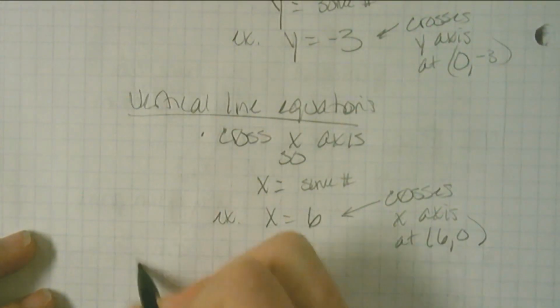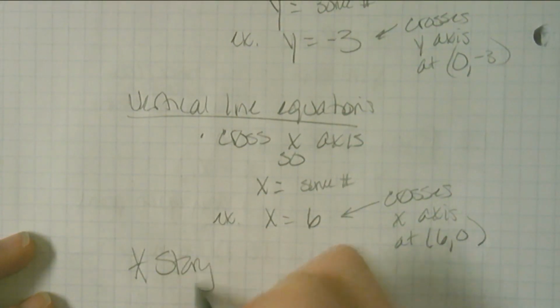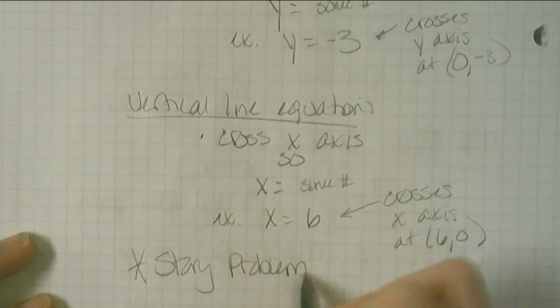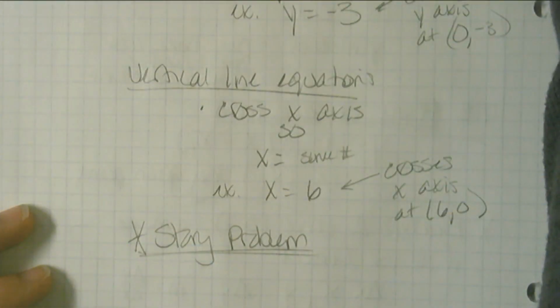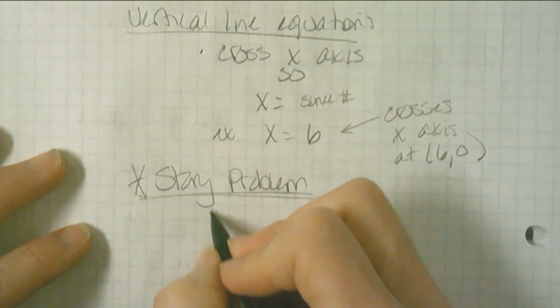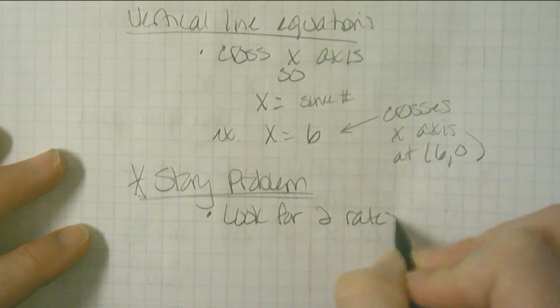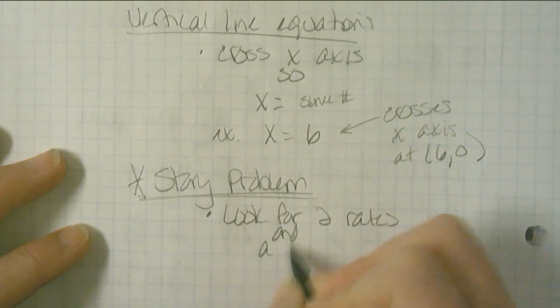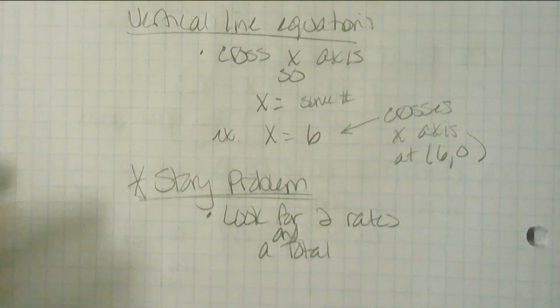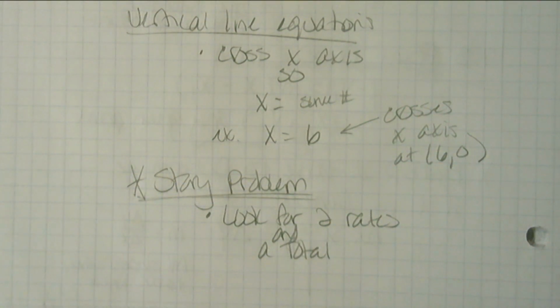You are going to have a story problem from standard form. You're looking for 2 rates and a total. That's what tells you that you have standard form.